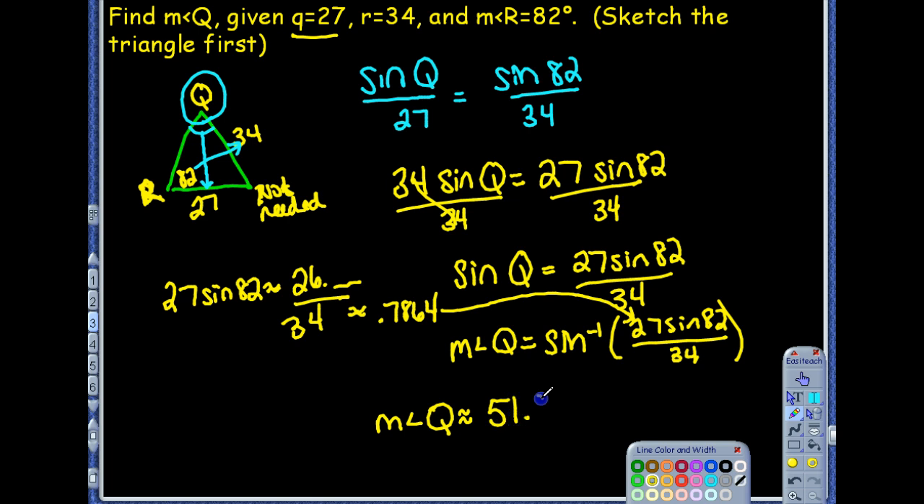And I'm going to push enter, and it's going to tell me the angle measure for angle Q is about 51.8 degrees. Now, if you are going to type that all in at once, what I want you guys to realize is when you hit that inverse sine button, it starts a parenthesis. So we want to say everything inside of here. So we're going to start by typing in the numerator, the 27 sine of 82, but you're going to notice after you hit sine, it starts a parenthesis. You have to close it. Then divide by 34.